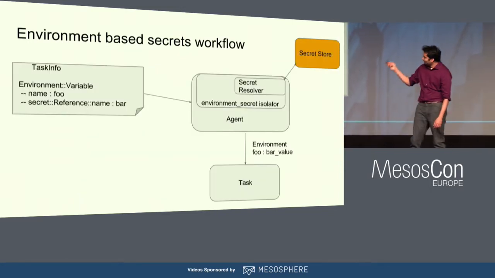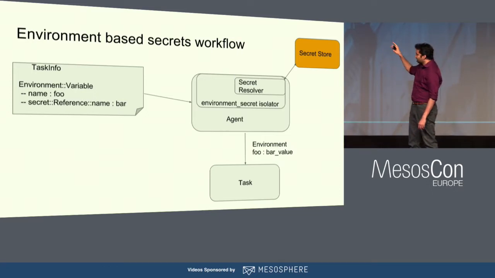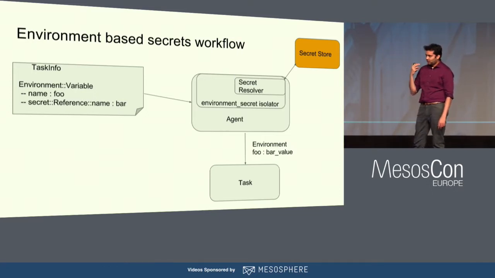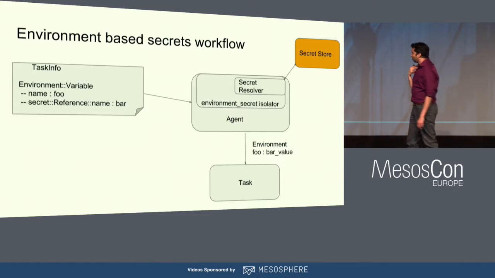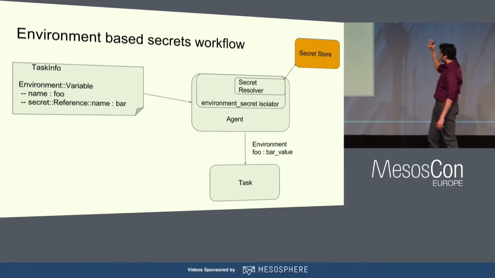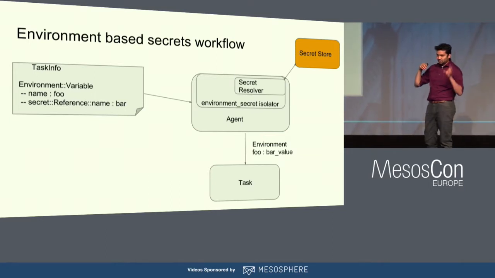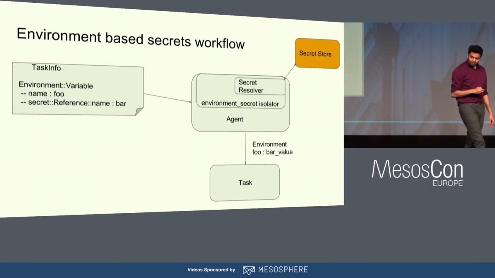Here's an example. Someone says the task info environment name is foo and the secret reference is bar. So bar is not the actual value they want. It's referencing some secret information, maybe an API key or a password. Then when the agent gets it, the environment isolator intercepts this task info, talks to the secret resolver, and gets the bar value from the secret store. When the task gets launched, the environment is actually set with key foo and the value of bar. So that's how it works.